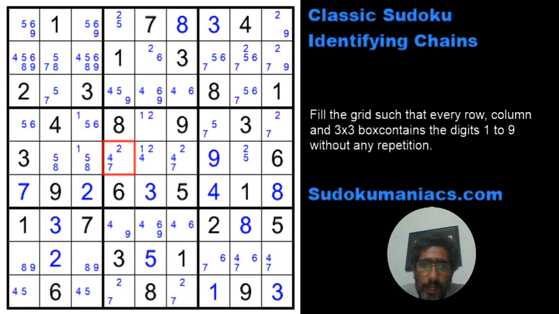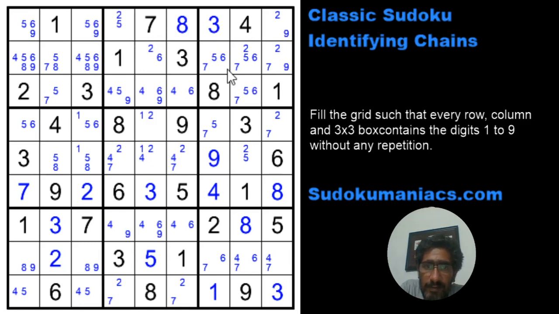Again, we need to locate a digit which is occurring in two spots only in any row or column. So the first thing that I notice, once again I'm going to use the gray and green colors. When I look at row 1, the digit 2 can be in two places.